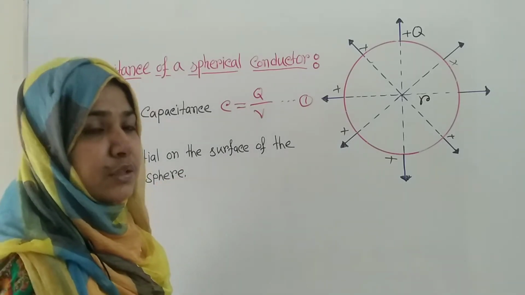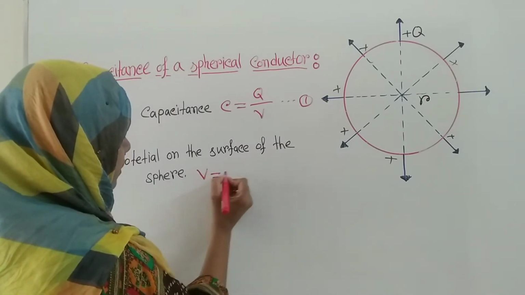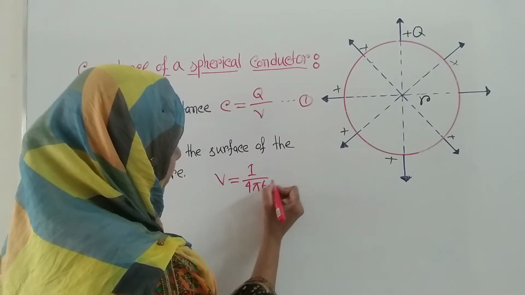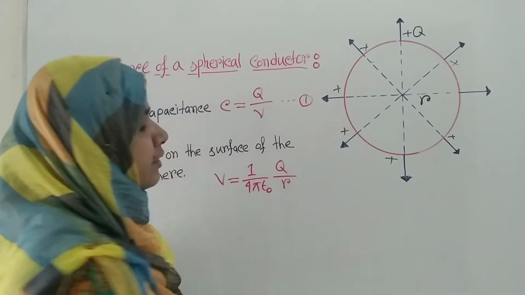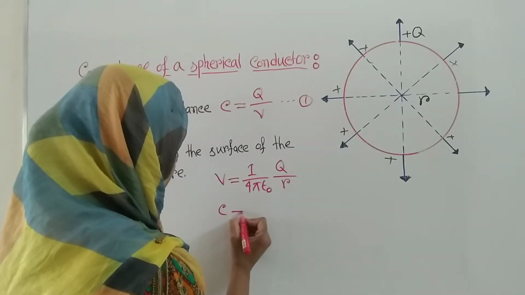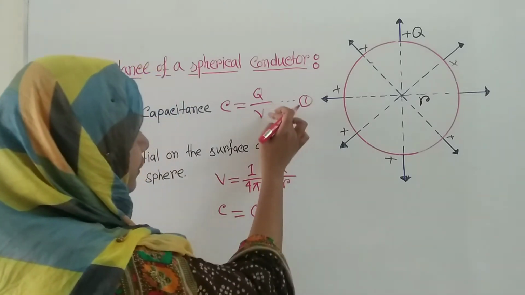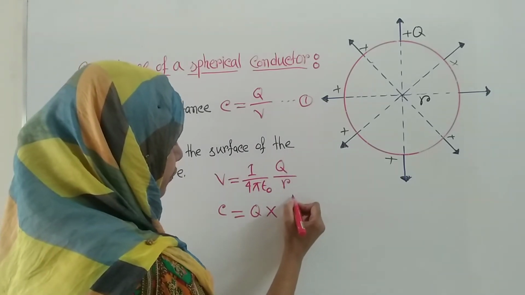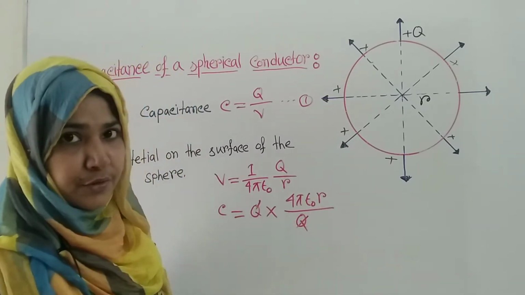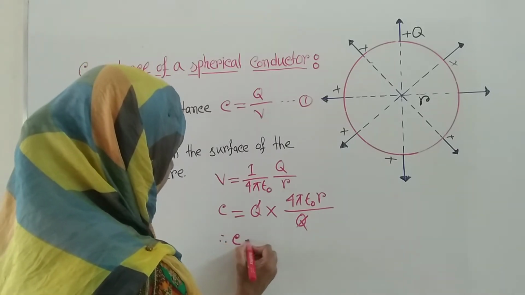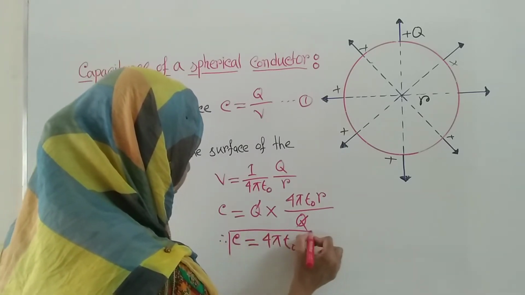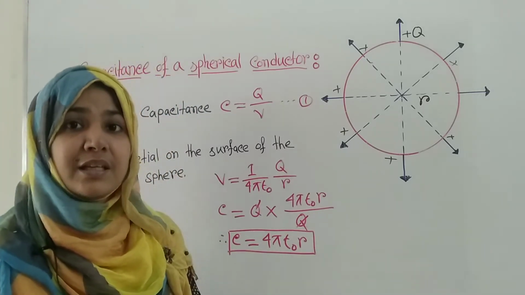You know that potential is denoted by V. So we can write that V is equal to 1 divided by 4 pi epsilon naught times Q by R. Now if we put the value of V in equation 1, then we will get C is equal to Q multiplied by 4 pi epsilon naught R divided by Q. Now Q and Q cancel, so we can write that C is equal to 4 pi epsilon naught R, and this is the formula to calculate capacitance in vacuum medium.